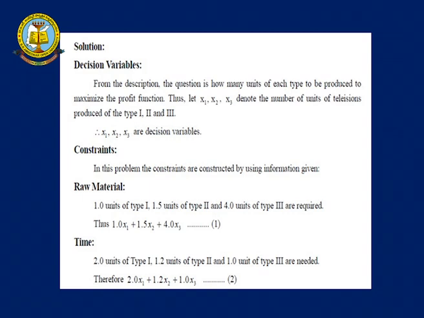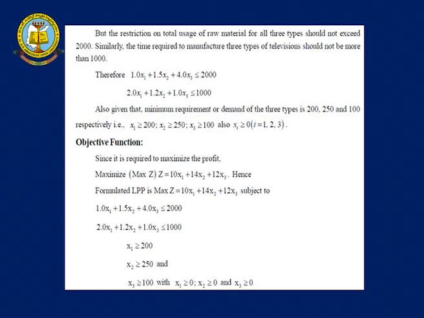The question itself is giving maximum profit, so maximum z equal to 10x1 plus 14x2 plus 12x3, and subject to the constraints. Here we are going to prepare the constraints based on raw material, based on time, and individually minimum requirements. The first constraint, based on raw material: 1.0 into x1, 1.5 into x2 and 4.0 into x3 must be less than or equal to 2000, because he is giving the available amount. This is the first constraint based on raw material.